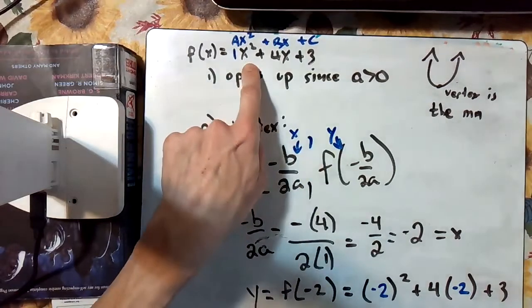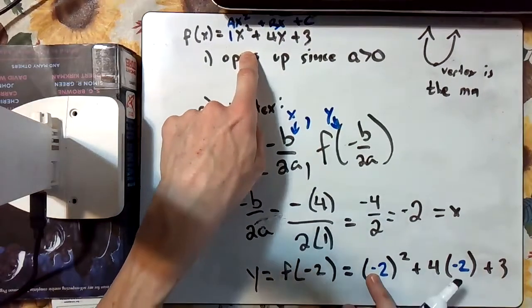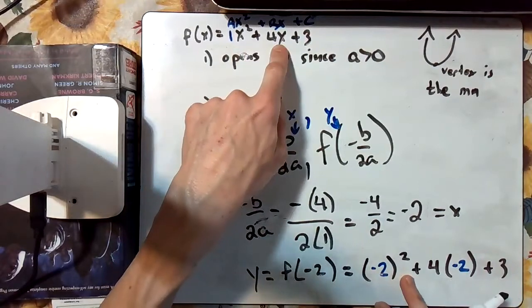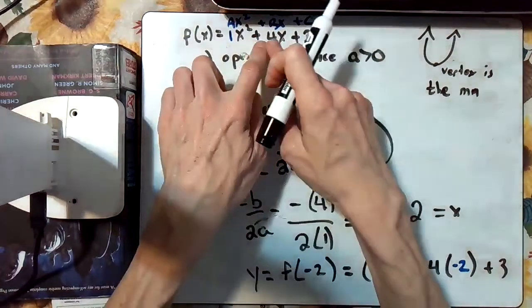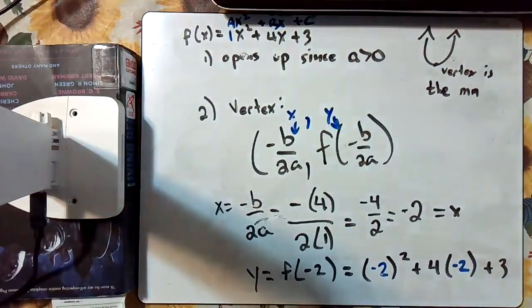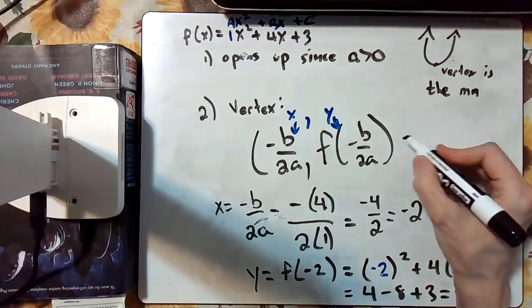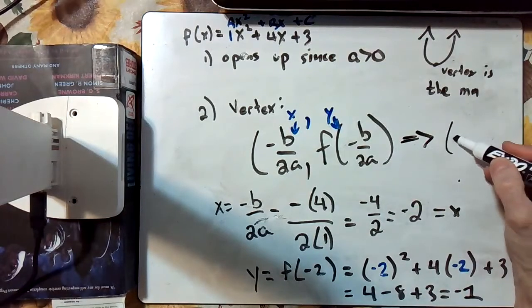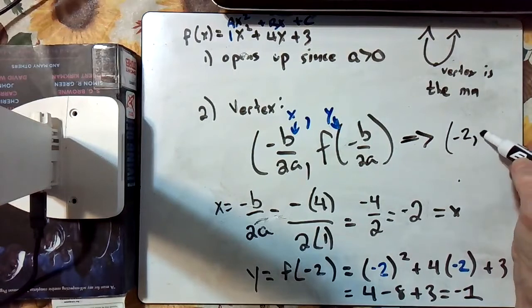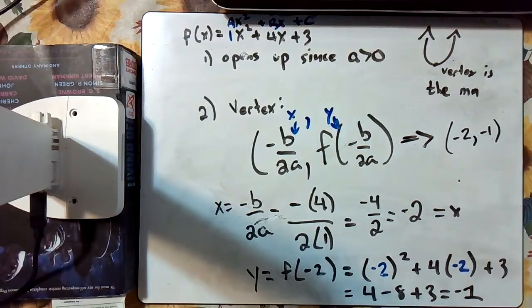So negative 2 squared, right? Negative 2 squared plus 4 times negative 2 plus 3. Again, I'm plugging this number back into the original equation for x to get out the respective y value. You're always going to do that. So now you have positive 4 minus 8 plus 3, right? And that gives you a negative 1. So our vertex is, what is it? Negative 2, comma, negative 1. That's the vertex right there.